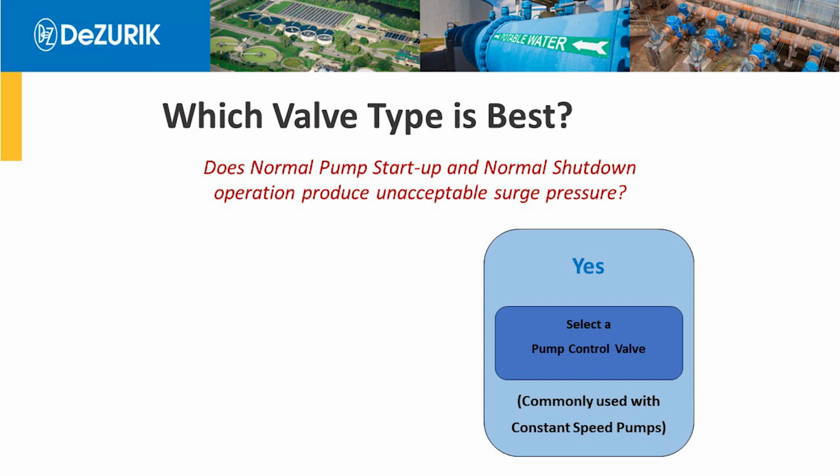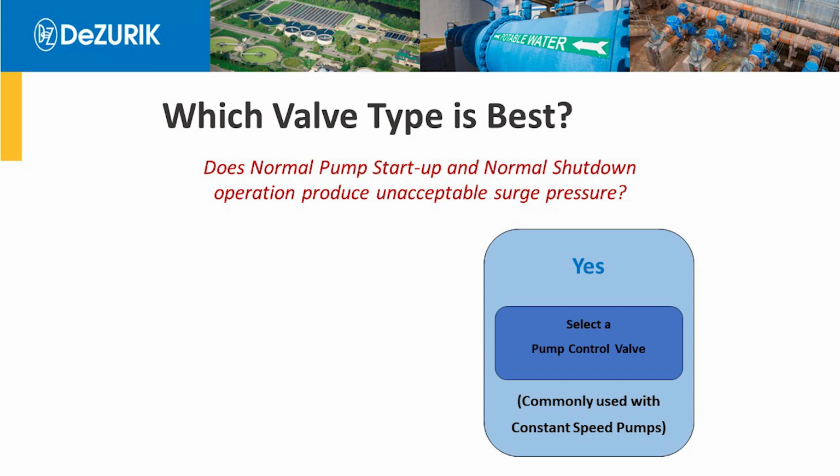So let's ask ourselves the question again. Does normal pump startup and shutdown produce unacceptable surges? If the answer now is yes, we should be selecting a slow opening, slow closing pump control valve. Those are generally used in association with constant speed pumps. With a constant speed pump, it's either on or off. It's either zero flow or max flow in a very, very quick period of time.